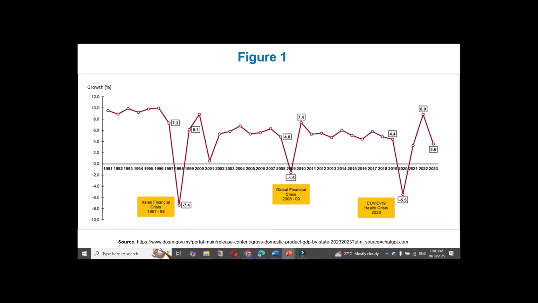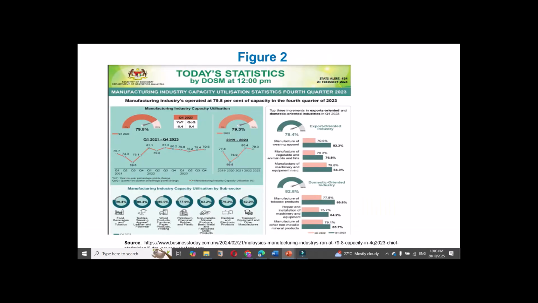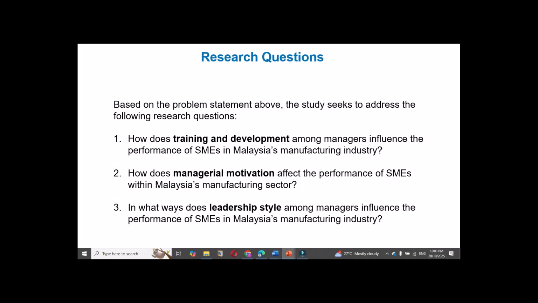So let's move on. Now, this Figure 1 that I just mentioned in the problem statement, we have a growth chart here. You can see this is the source where I generated this from online. This is Figure 2, and the source is also shown there, when I copied from online. So you can see the statistics here. Let's go further to research questions.